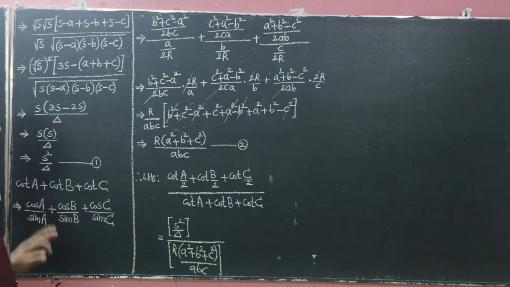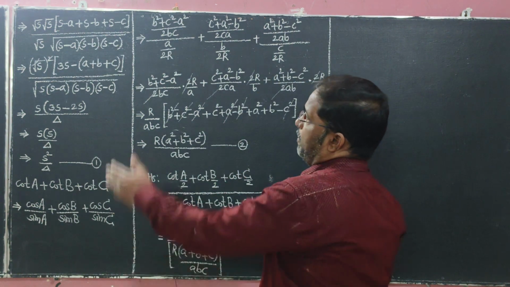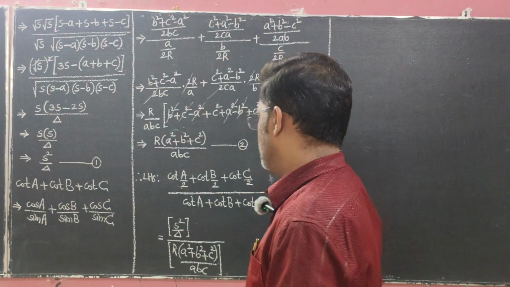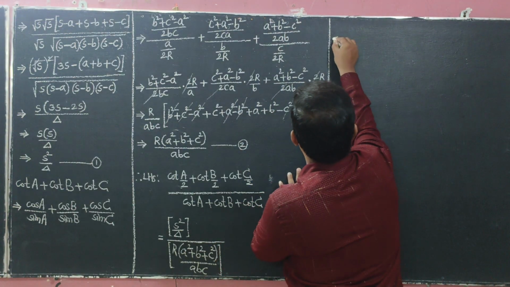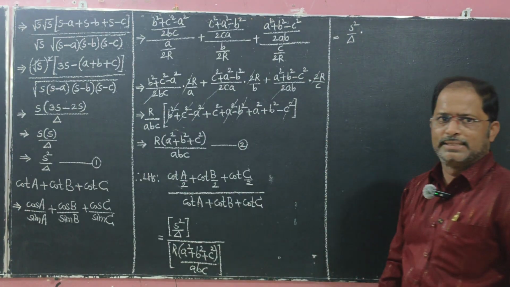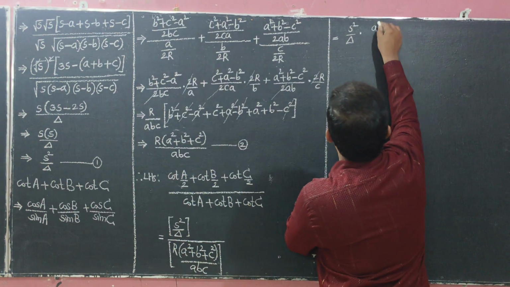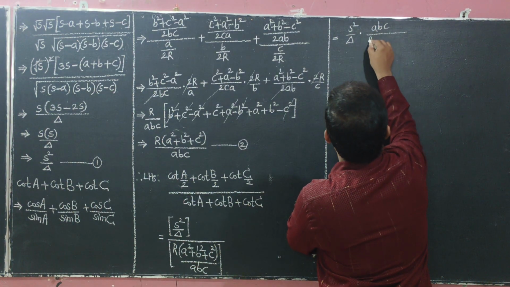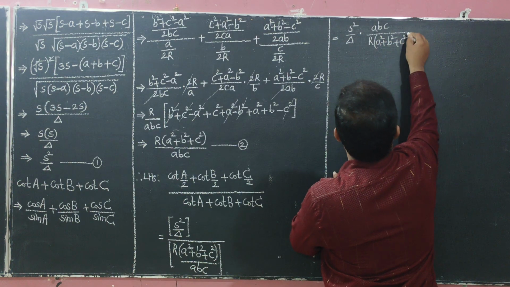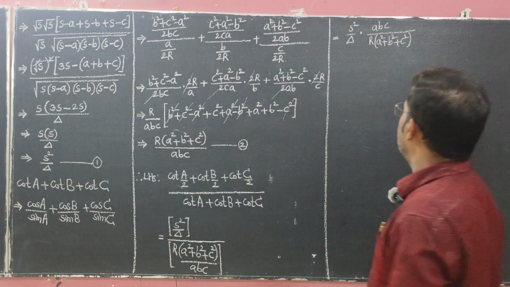Now we have to simplify this and prove the RHS: a plus b plus c whole square by a square plus b square plus c square. First, S square by delta, so the numerator as it is. Next, the denominator's reciprocal, that is abc by r into a square plus b square plus c square. The denominator written in the numerator means we write its reciprocal.